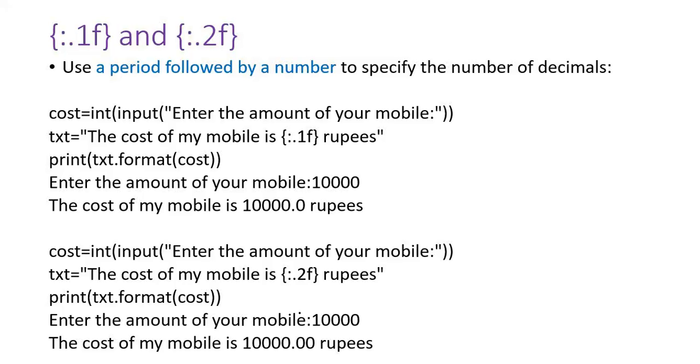I don't want 6 decimals, I want only 1 decimal, or 2 decimals. So what you will do after the period, sorry, earlier we used only f. So here, after the period, I'm going to represent the number. I want only 1 decimal. After the period I'm going to represent the number 2, so it will display only 2 numbers.